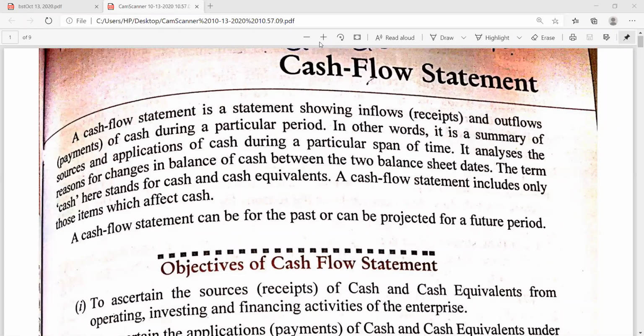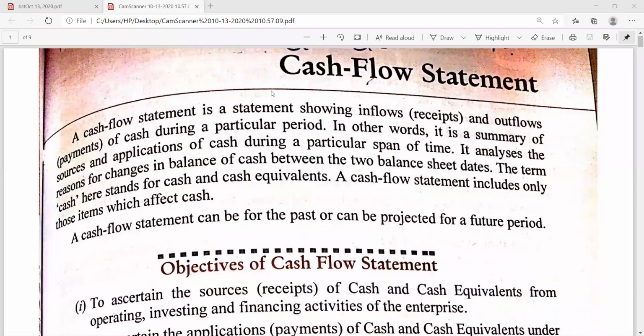Chapter number 6, that is cash flow statement. Yes, cash flow statement. A cash flow statement is a statement showing the inflow and outflow of cash payments during a particular period. You know that cash plays a very important role in every business. Without cash, we cannot imagine even a single business.